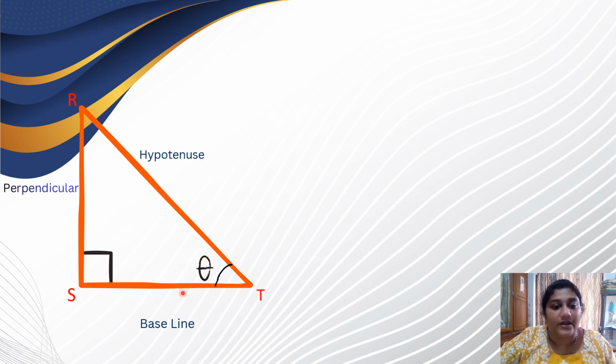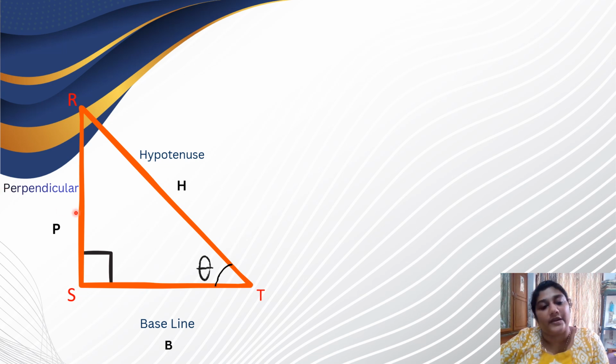So this is about a right angled triangle, and you all are familiar with the famous Pythagoras theorem: hypotenuse square equals base square plus perpendicular square. Now we can denote hypotenuse as H, base as B and perpendicular as P. Now we are going to deal with the trigonometric ratios.